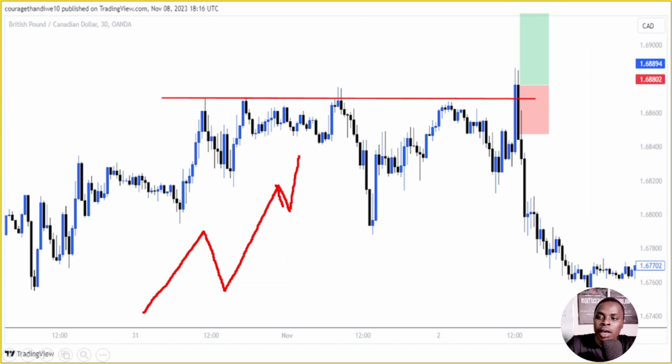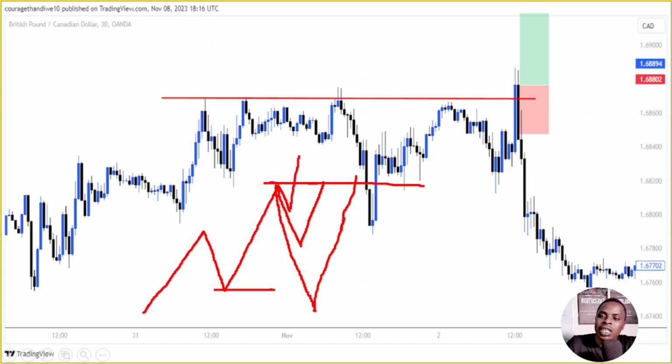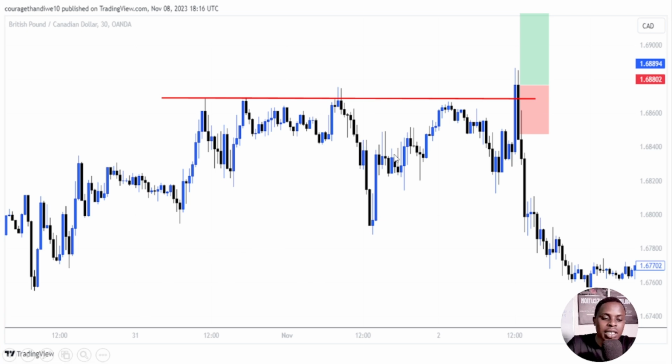But if the pullback is deep again, maybe half of this impulsive move, you're going to see that the next impulsive move that comes is not going to go away if it breaks up here. And also, if this same pullback goes all the way to the lower side here and it tries to go to the upside, you are going to find out that the market will have less chances of going in a strong move to the upside, which is exactly what happens here.